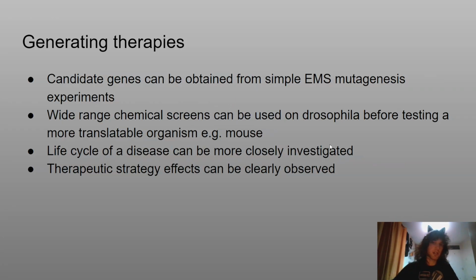The life cycle of a disease can be more closely investigated since we're using these organisms that have a much shorter life cycle than humans. The effects of the disease on someone's life cycle can be observed, and the effects of the therapeutic strategy can also be clearly observed. So let's say one of your therapies is using an integrating viral vector. Insertional mutagenesis, which activates oncogenes, which causes cancer, can be observed within other organisms before doing it on a human, preferably. Don't give people cancer, preferably.